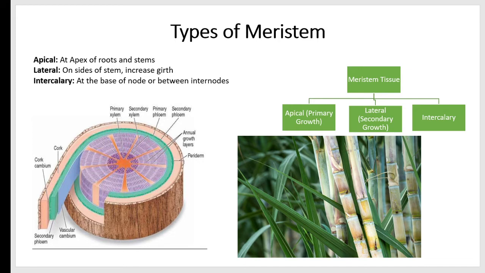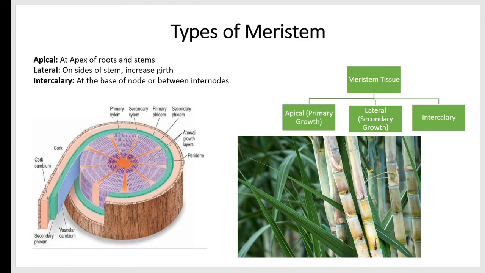Next is lateral. Laterals are present on the sides of the stem and they increase the girth, the diameter of the stem. Here I have shown a picture of cork cambium. The lateral ones are present in this cork cambium. The figure shown here shows the girth of a stem. Have you seen the trunk of a big tree? How thick it is and how it has achieved that diameter, that is due to these lateral tissues.